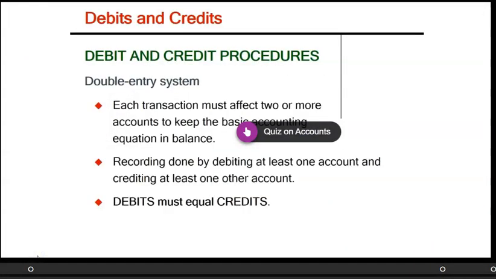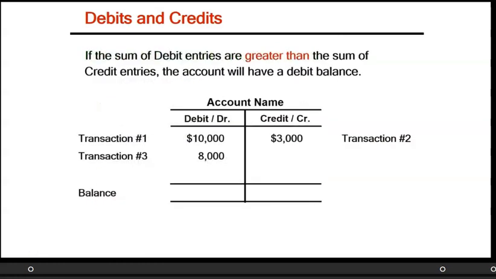So the debit and credit procedures, recall it's a double entry accounting system. That is, each business transaction affects two or more accounts. And the recording is done by debiting at least one account and crediting at least another. And as long as the left equals the right, we will always be in balance.